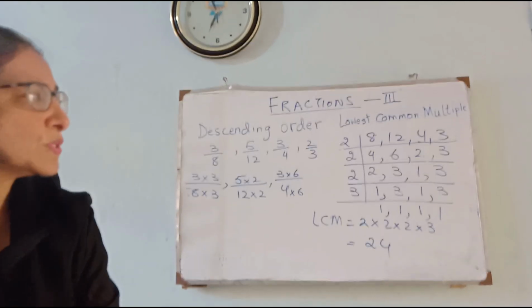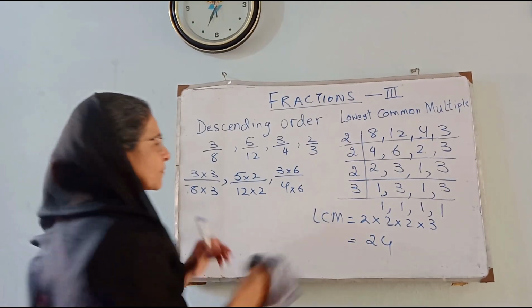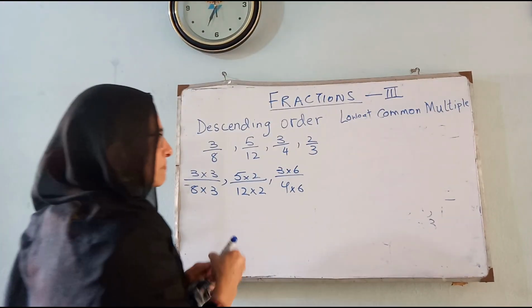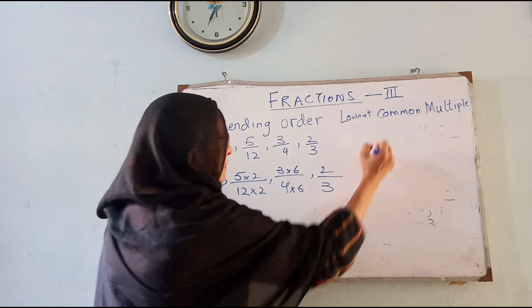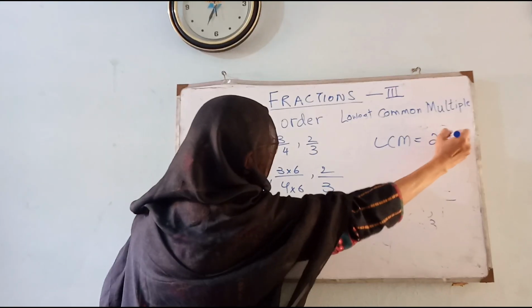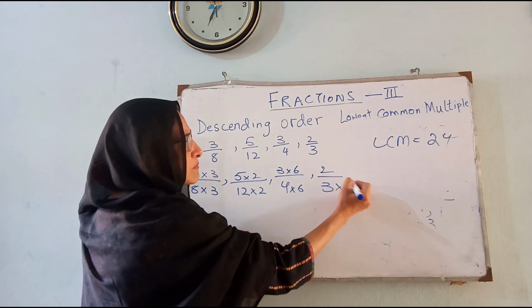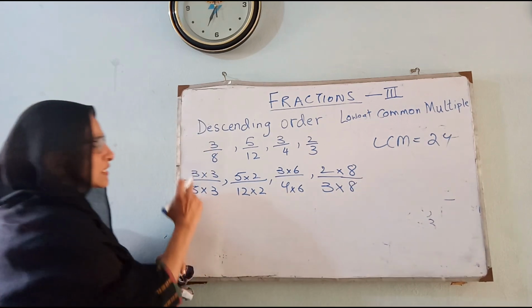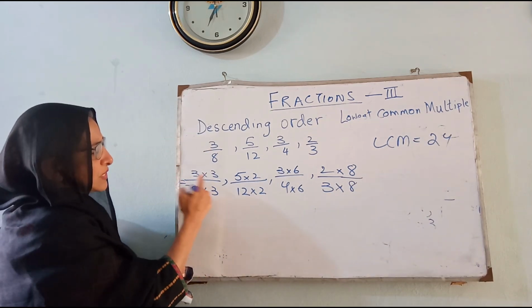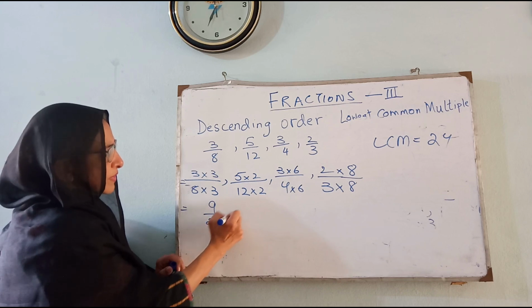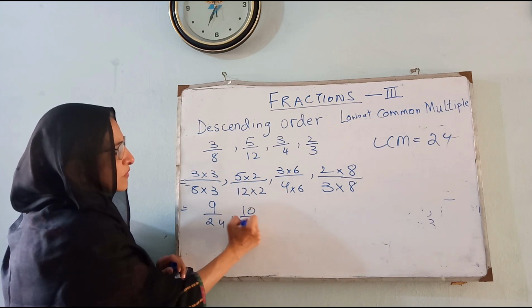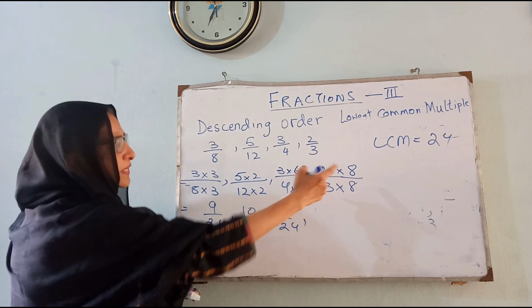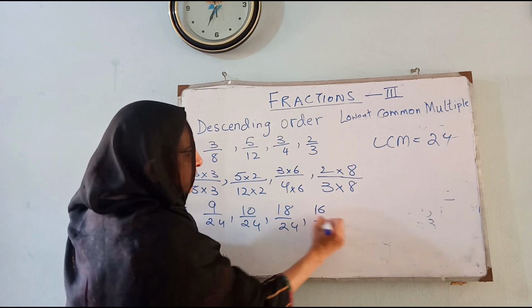Next fraction is 2 by 3. 3 times 8 is 24, so I multiply this also by 8. So what are the answers that I get? 3 3s are 9 by 24. 5 2s are 10 by 24. 3 6s are 18 by 24. 2 times 8 is 16 by 24.